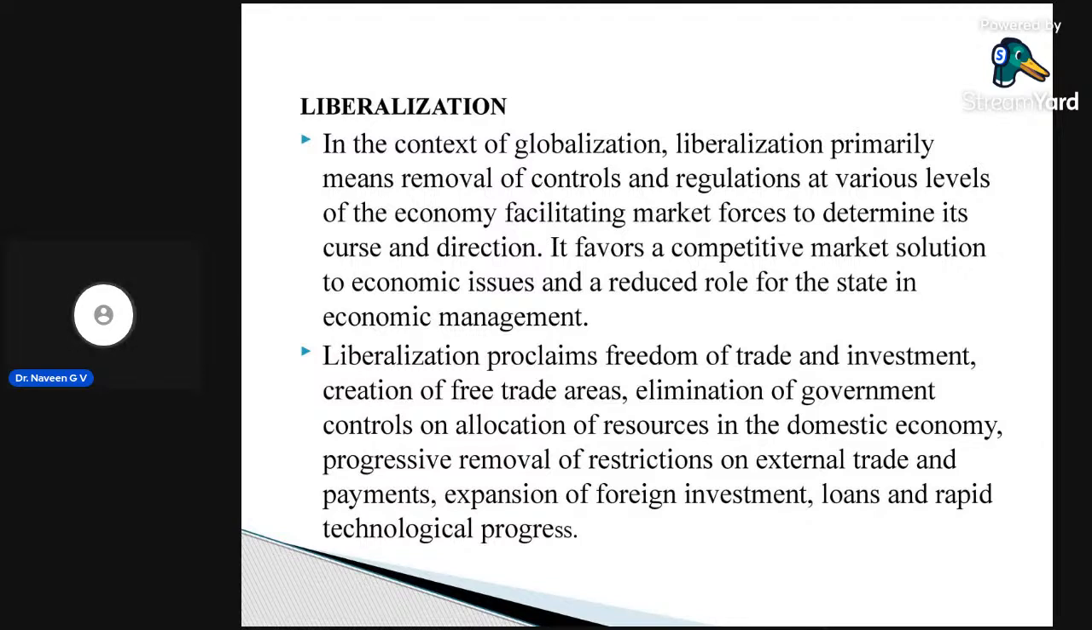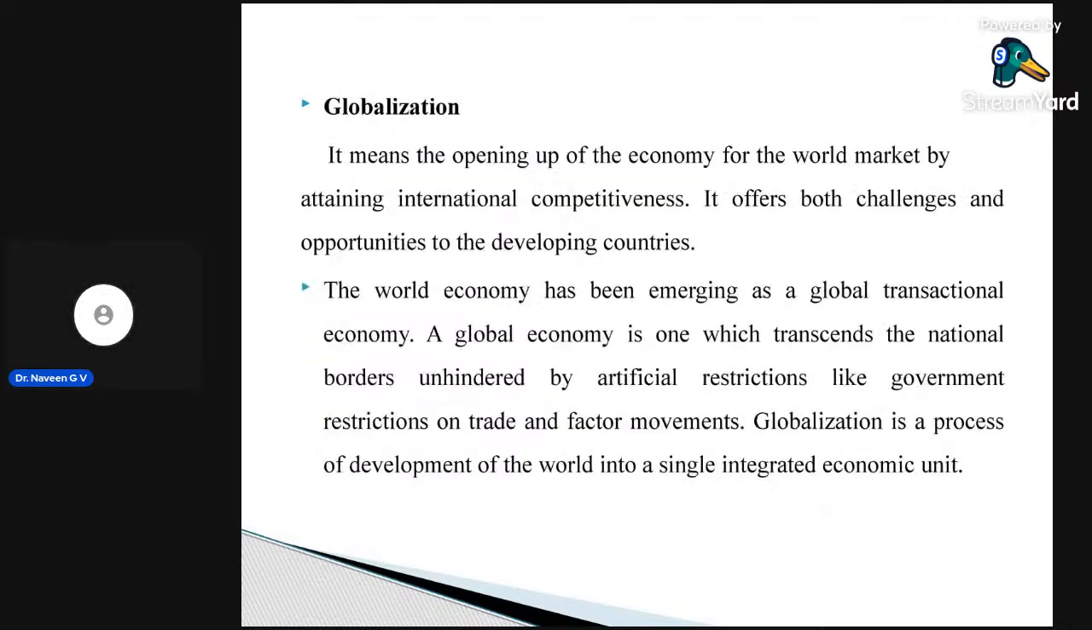In these ways, liberalization is one of the important things. Next, come to the point of globalization. What's the meaning of globalization? The world economy has been emerging as a global or transnational economy. A global economy is one that transacts across national borders, unhindered by artificial restrictions like government restrictions on trade and factor movements.